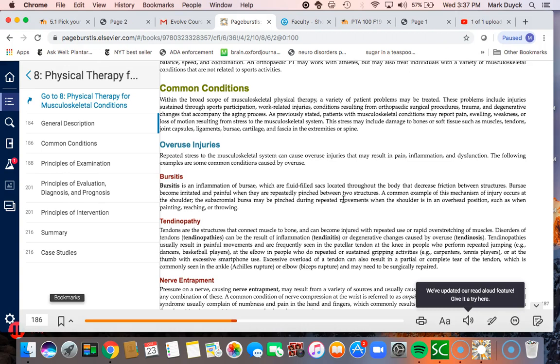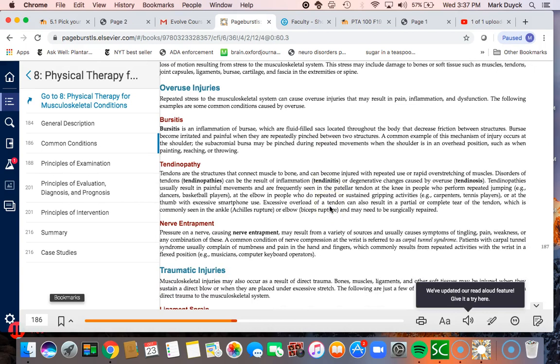That bursitis is an inflammation of the bursa. Within our joints, we have these fluid-filled sacs that can become irritated when they're pinched, or the joint is overused, or the mechanics of the joint is being compromised by faulty body mechanics, for example.